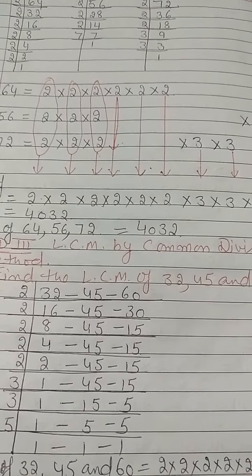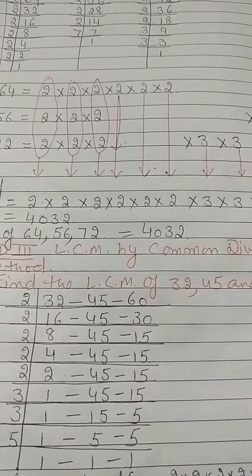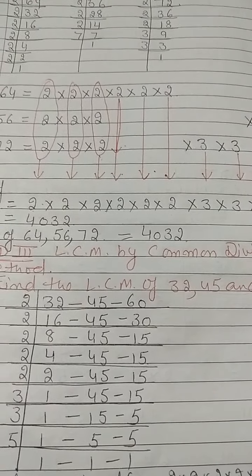In the common division method, you check one by one with the prime numbers, first 2, 3, 5, 7. If any number among the 3 or 4 numbers is divisible by that number, then you go with the division, otherwise move to the next number. Thank you.